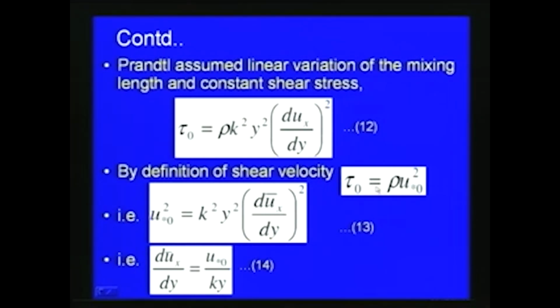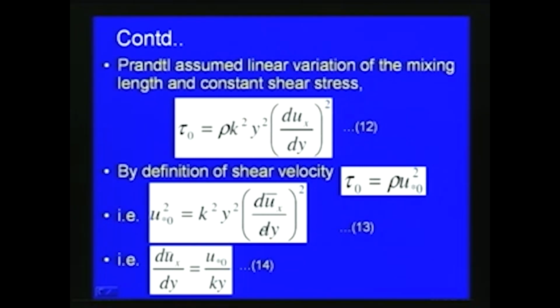Now if we substitute rho u star o square for tau 0 in equation number 12, we can write u star o square is equal to kappa square into y square into (d u x bar by dy) whole square. That is equation number 13. Finally, by using this we can write d u x bar by dy is equal to u star o by kappa into y, as in equation number 14.